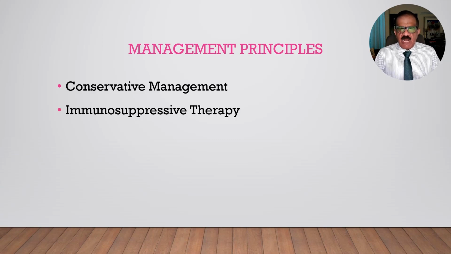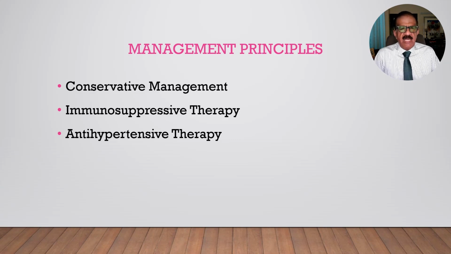Immunosuppressive therapy is not needed in the majority, but for those patients who progress to advanced disease, immunosuppressive therapy can definitely be considered. We can give steroids. We can give other immunosuppressive therapies like cyclophosphamide, azathioprine, and methotrexate. And antihypertensive therapy is also recommended if the patient develops hypertension.